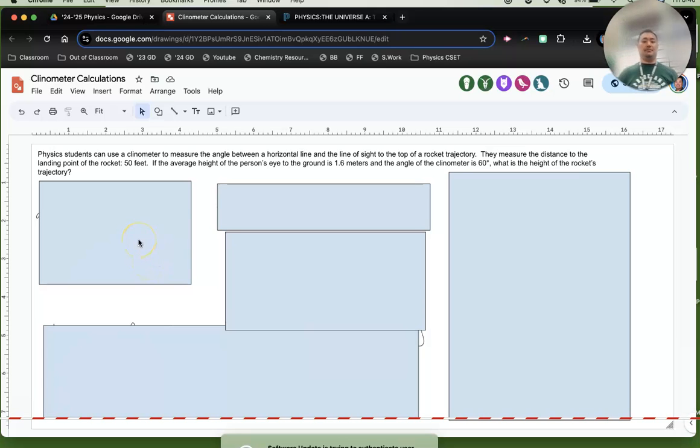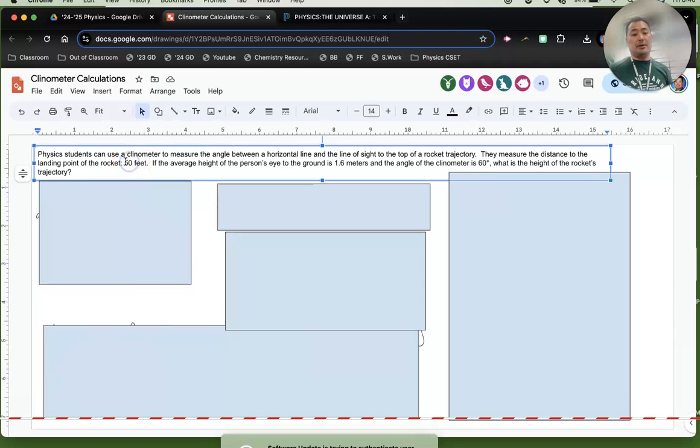There's 4. All right. So physics students can use a clinometer, which is the protractor that's hanging upside down and a string is attached at 90 degrees with a straw as your telescope. You can follow the trajectory of a rocket. They measure the distance to the landing point of the rocket. So this example is 50 feet. I think for every team there was a different distance. So definitely change this number here when you are doing the calculations for the class.